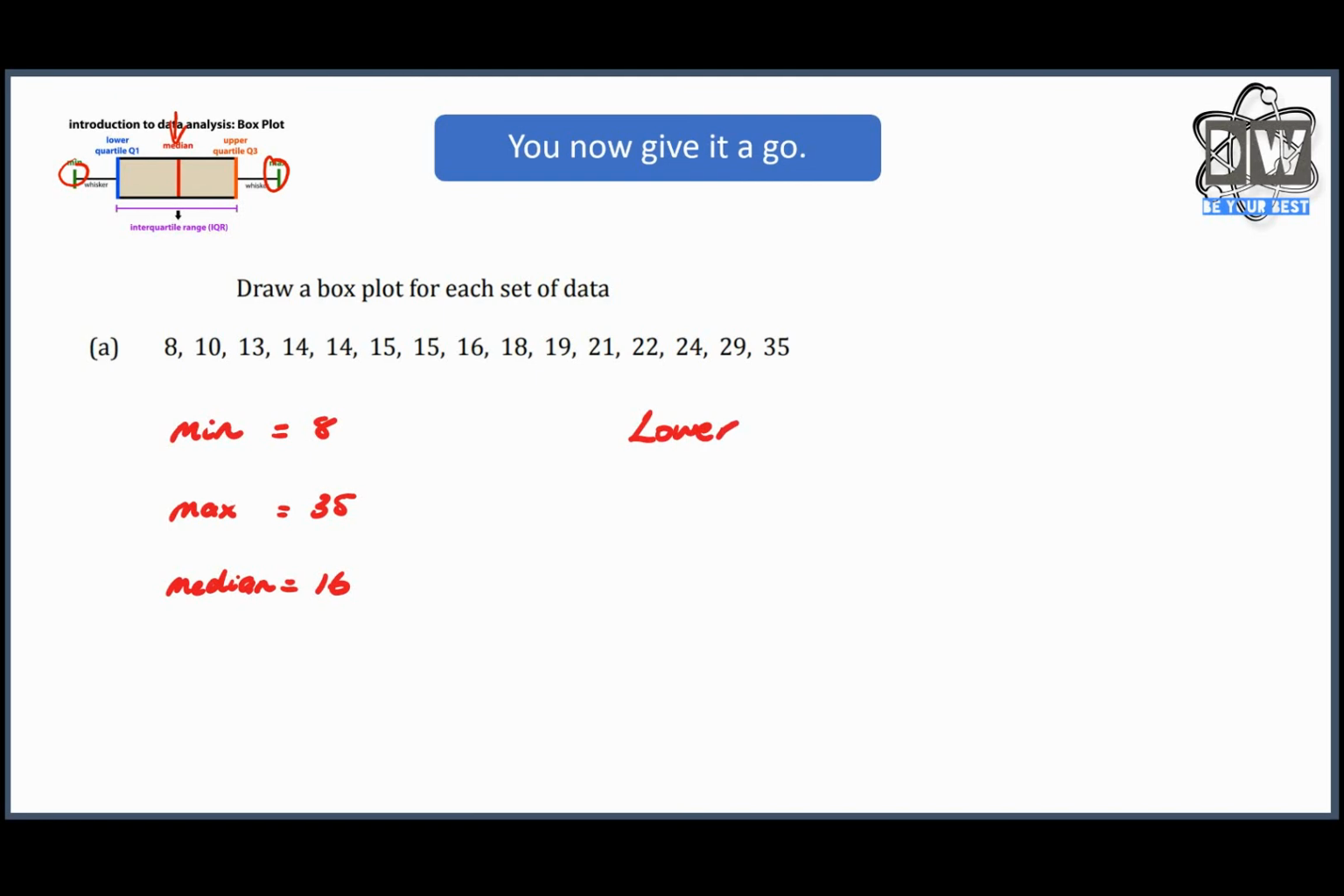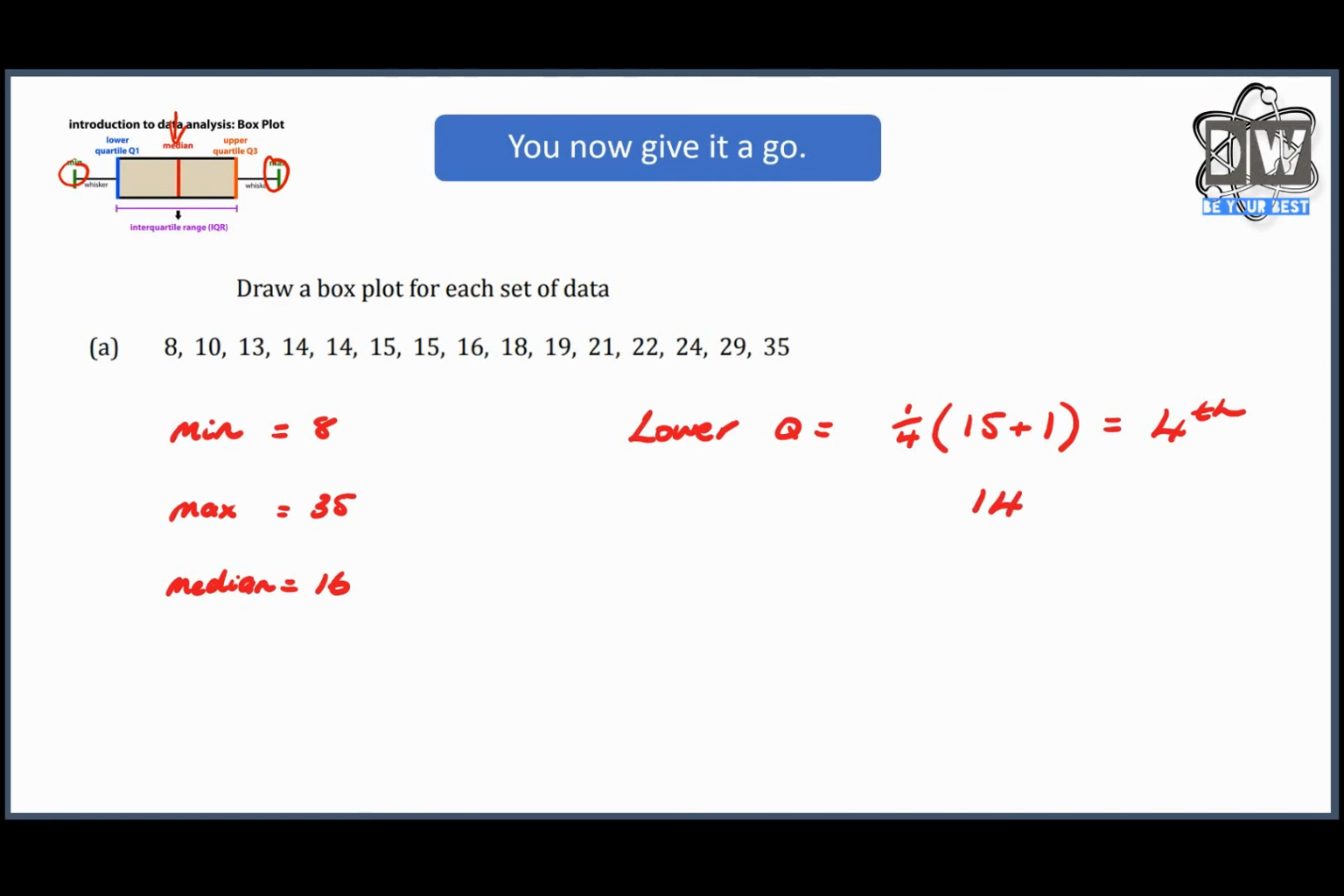Our lower quartile, how many numbers did we have in it? We've got 1, 2, 3, 4, 5, 6, 7, 8, 9, 10, 11, 12, 13, 14, 15. So we've got 15 numbers, so plus 1, which gives us 16. And we're going to find 1/4 of 16, which is 4, or the fourth number, which is 1, 2, 3, 4. So our fourth number there is 14.